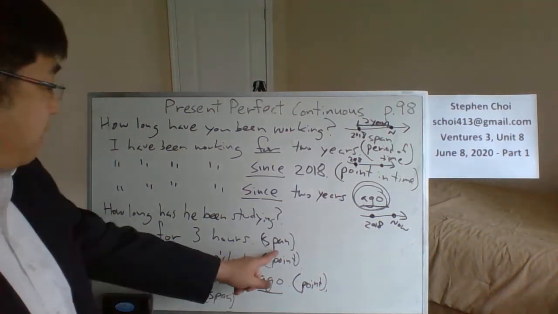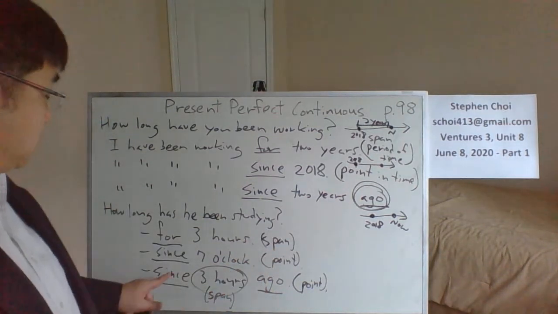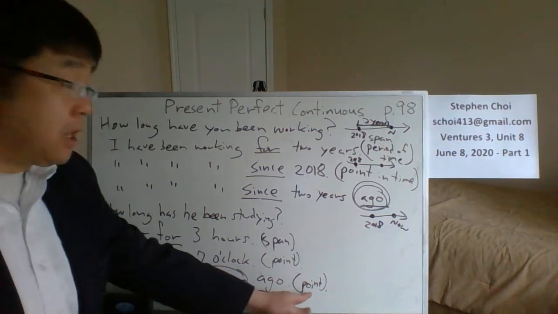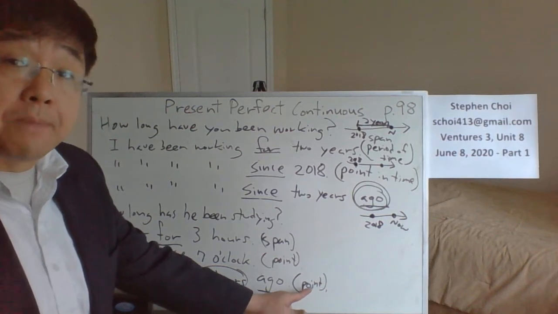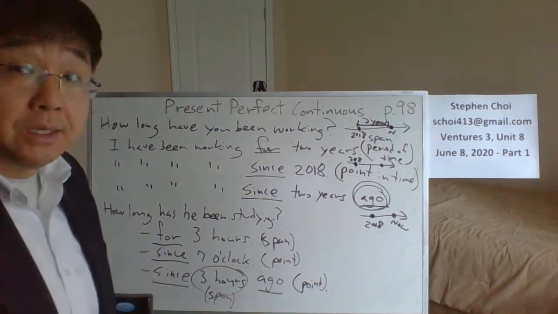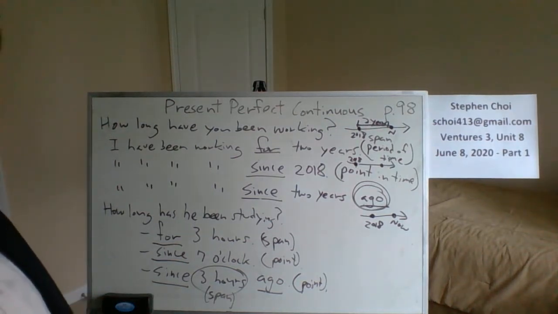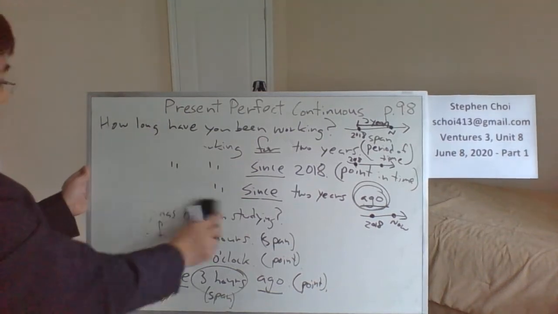For is for span of time or period of time. Since is for a point in time. Since plus ago, we use span of time, but it means a point in time because that's what ago means. Ago makes it a point in time. All right. So let me erase all this.